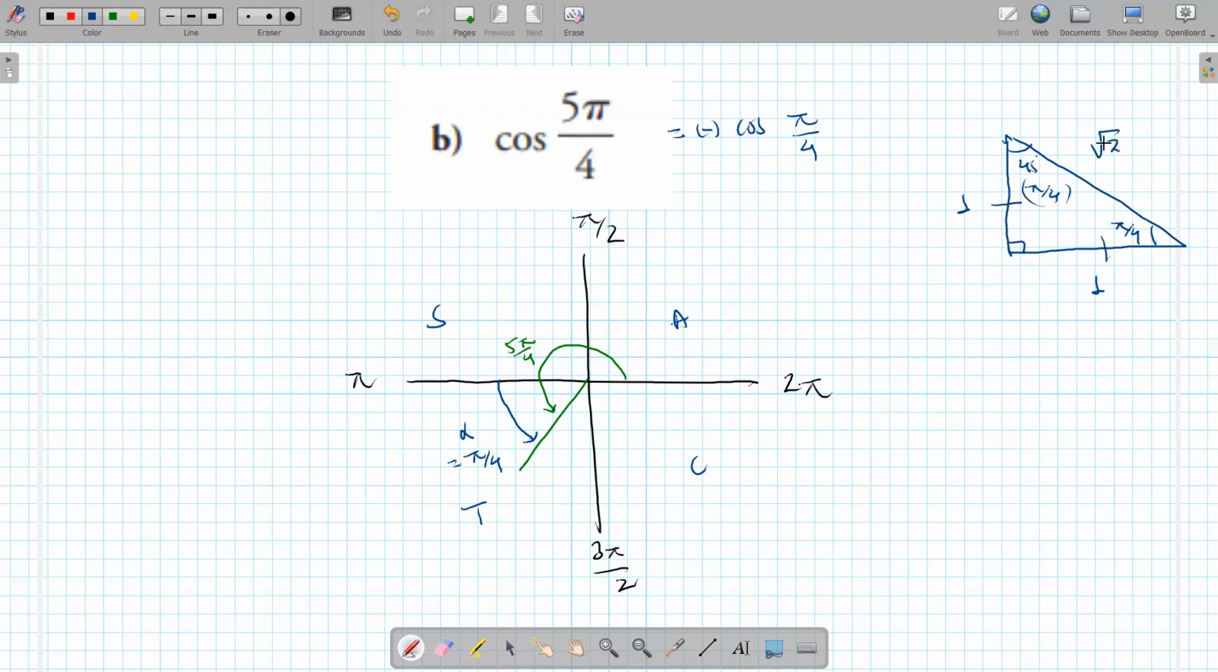So what's cosine of pi over 4? Look at that triangle. What's cosine? It's adjacent over the hypotenuse. 1 over root 2, and you're done with a negative sign. And that's the end of this question.